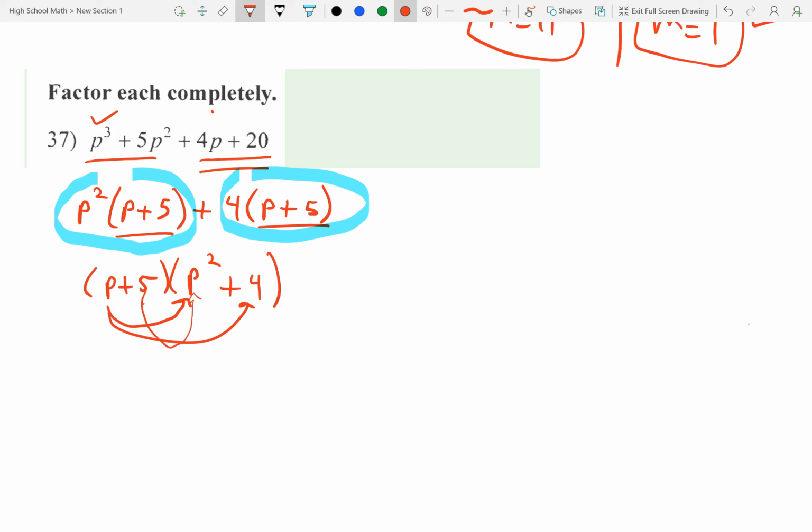Five times p squared, 5p squared. 5 times 4, 20.